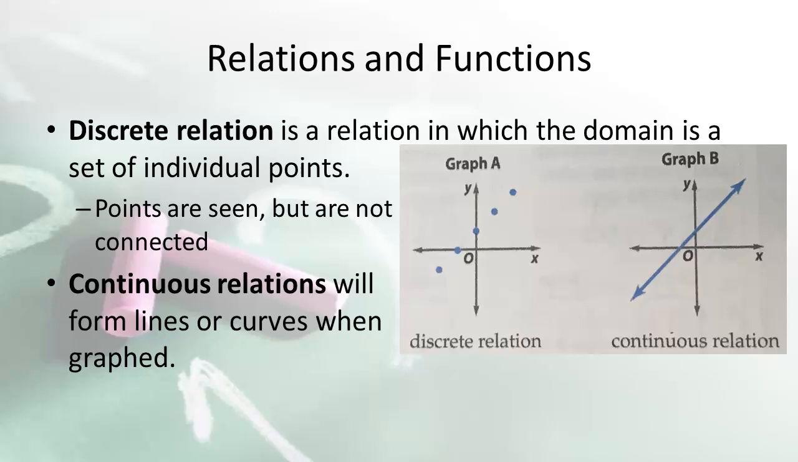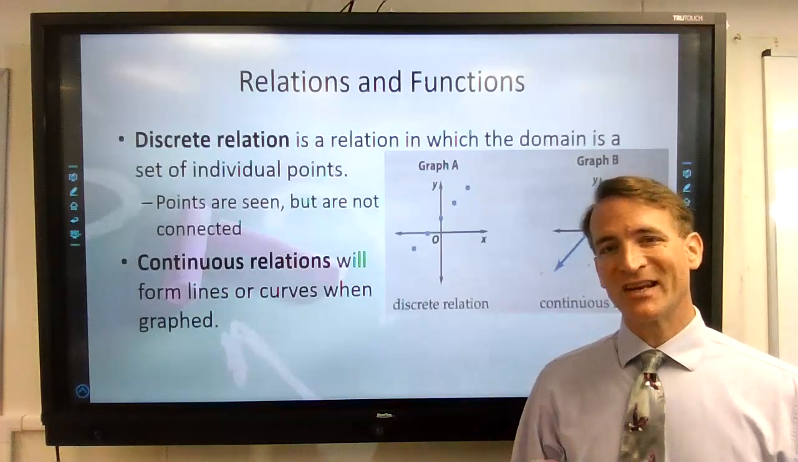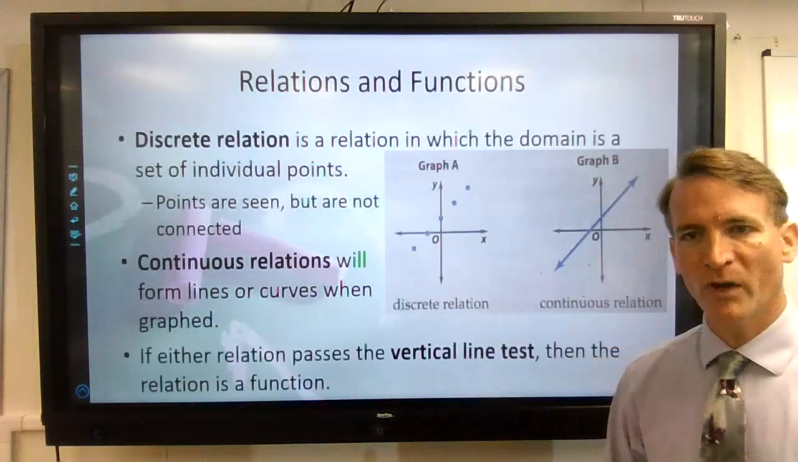A continuous relation is going to have those points, but they are also going to be connected in some way. So you're not going to have individual points. Instead, you're going to have lines or curves. So that's a continuous relation that doesn't break.